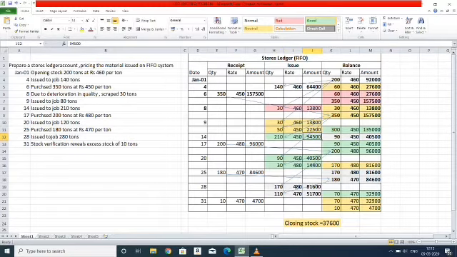Now our closing balance includes only one lot. The balance from this 350, our first purchase lot, is 90 tons, rate 450, amounting to 40,500.